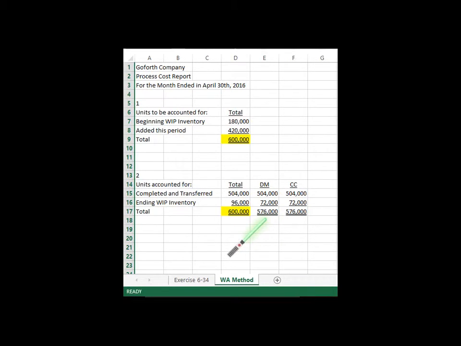which is 600,000 total, and 576,000 in both direct materials and conversion costs total. And notably, these should be less than this, or you're going to have a huge problem, because direct materials and conversion costs make up the total.